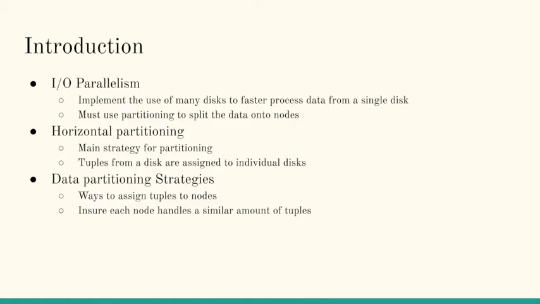To begin, I/O parallelism is the implementation of many disks to speed up the process of a single disk. To do this, it uses partitioning to split the data from the single disk onto nodes for the other disks used. Horizontal partitioning is the main process for this, in which tuples from the disks are assigned to individual disks. There are a few data partitioning strategies, and these are used to ensure that each node handles a similar amount of data.